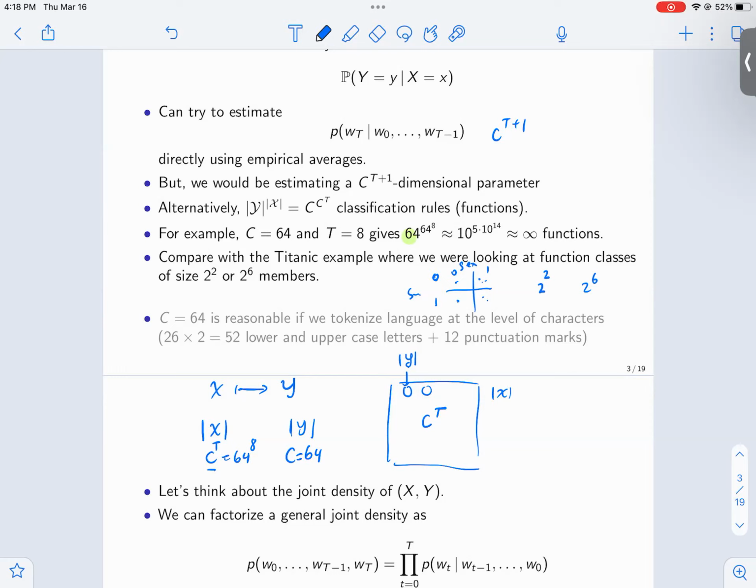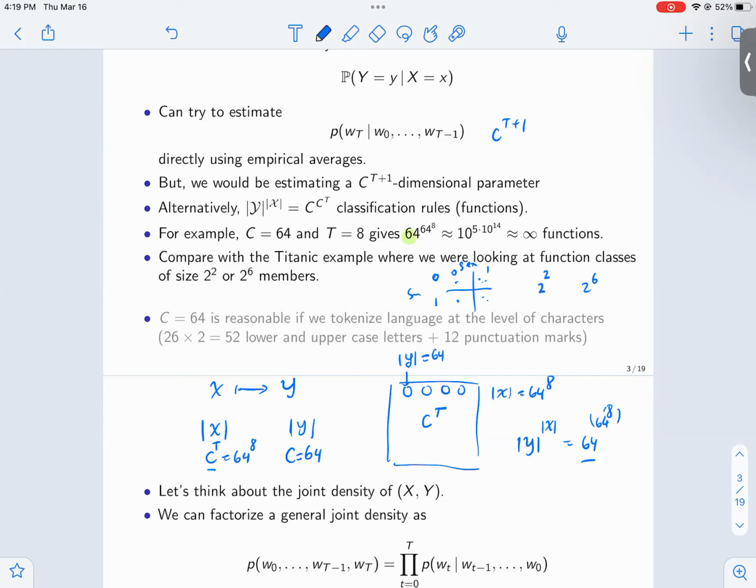Each one is like a possible sequence of words. For each one, I should choose the next word, and I can choose any way I want. I can fill this table any way I want. For each one, I have 64 choices, and there are 64 to the 8 possible holes that I have to fill, and each one has this many. So I get this to the power this: 64 to the 64 to the 8. There are this many holes and this many choices for each hole.